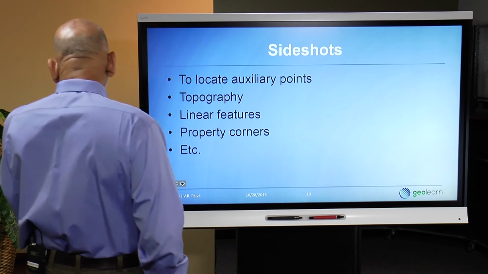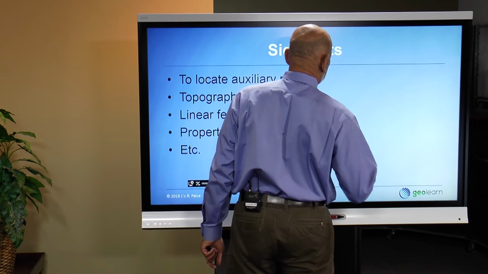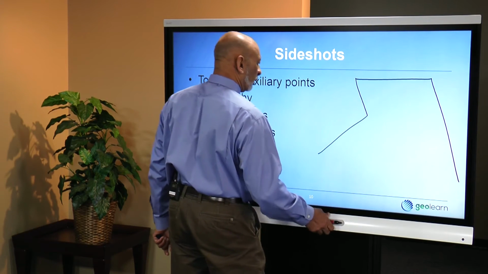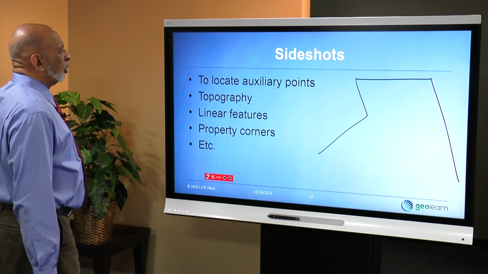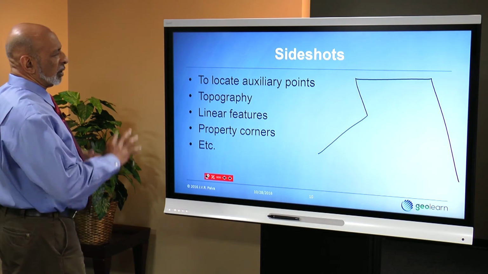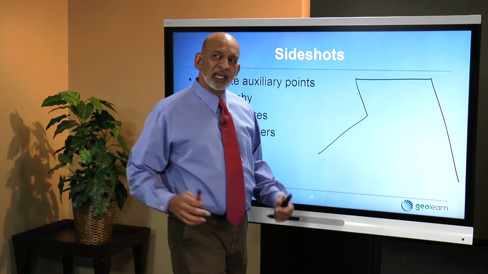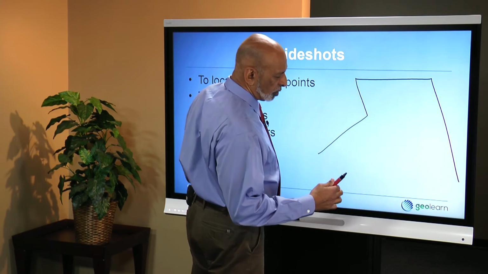All right, so I want to talk about side shots. So let's say we have a traverse, and this is just sketching part of a traverse that may be geometrically open or closed, it doesn't matter. But there's a reason to locate auxiliary points. In other words, you're running this traverse because it's performing a function of being kind of the controlling backbone to a survey you are doing.